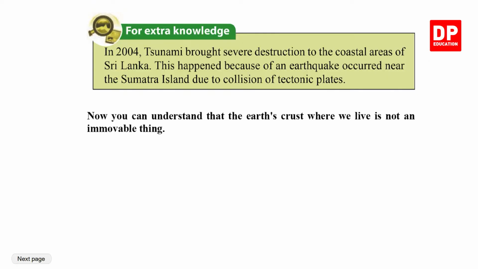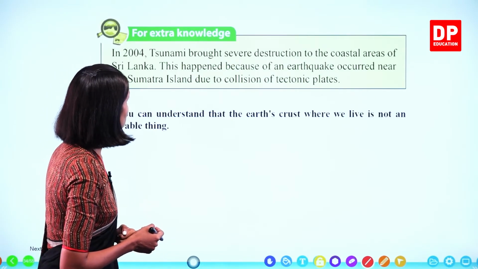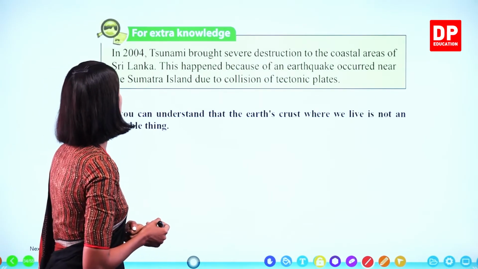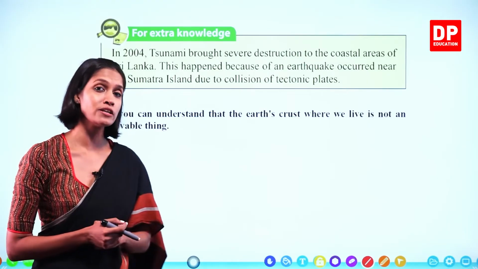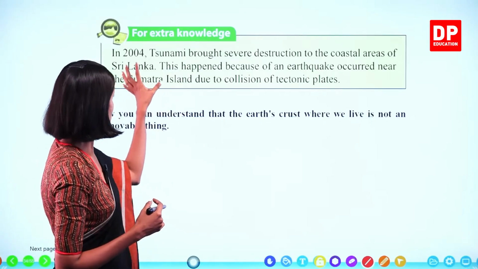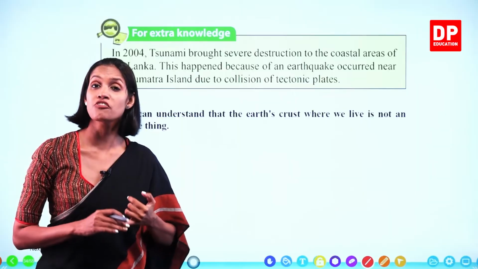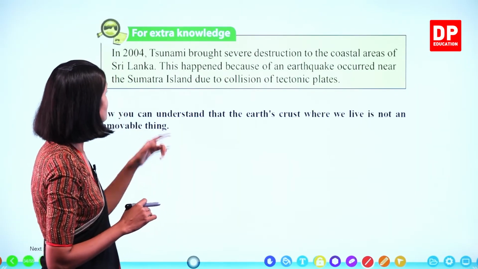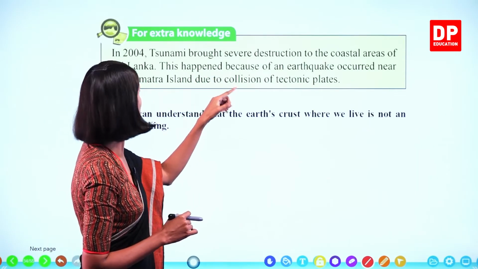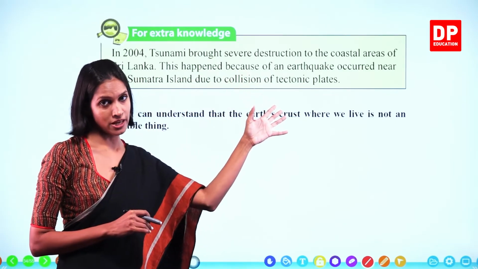Right. So for your extra knowledge, but this is very important. In 2004, a tsunami brought severe destruction to the coastal areas of Sri Lanka. On the 26th of December 2004, the tsunami occurred and destroyed most parts of the coastal areas of Sri Lanka. 40,000 people died. This happened because of an earthquake that occurred near Sumatra island due to collision of tectonic plates.